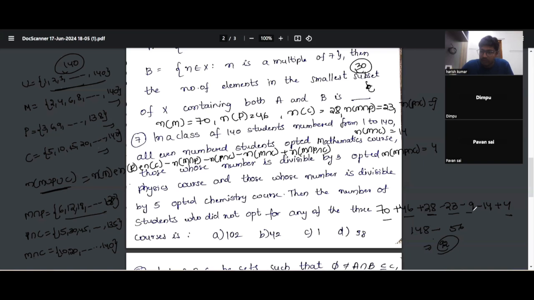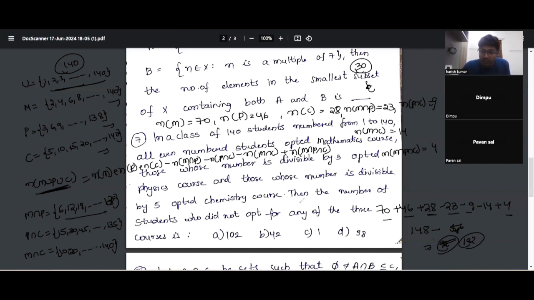23, 9, 32; 32 plus 14 is 46. So this is 102. This is n of m union p union c, but that is not what we need.